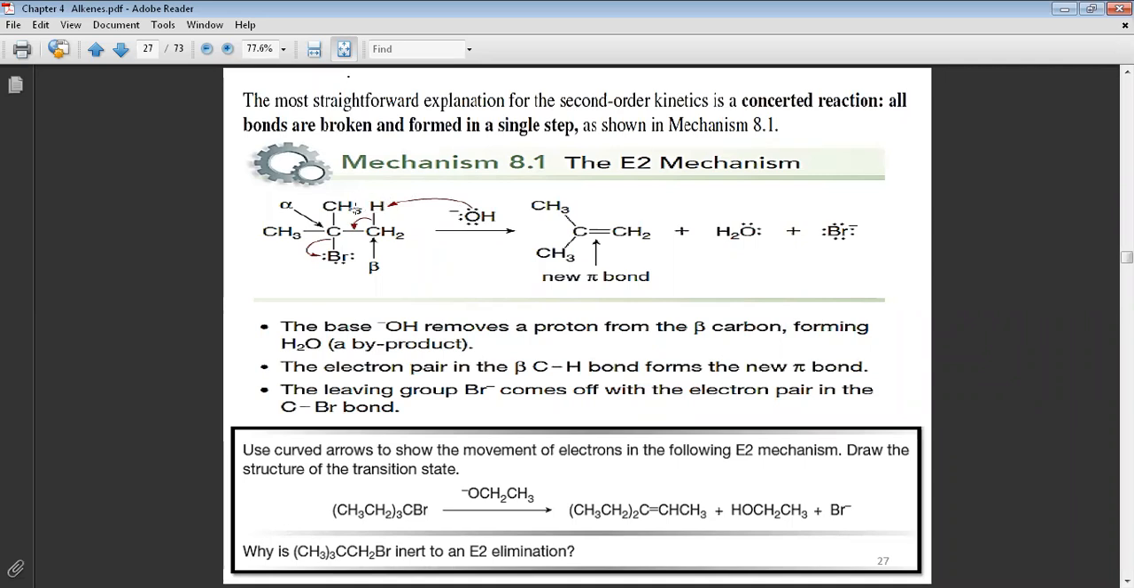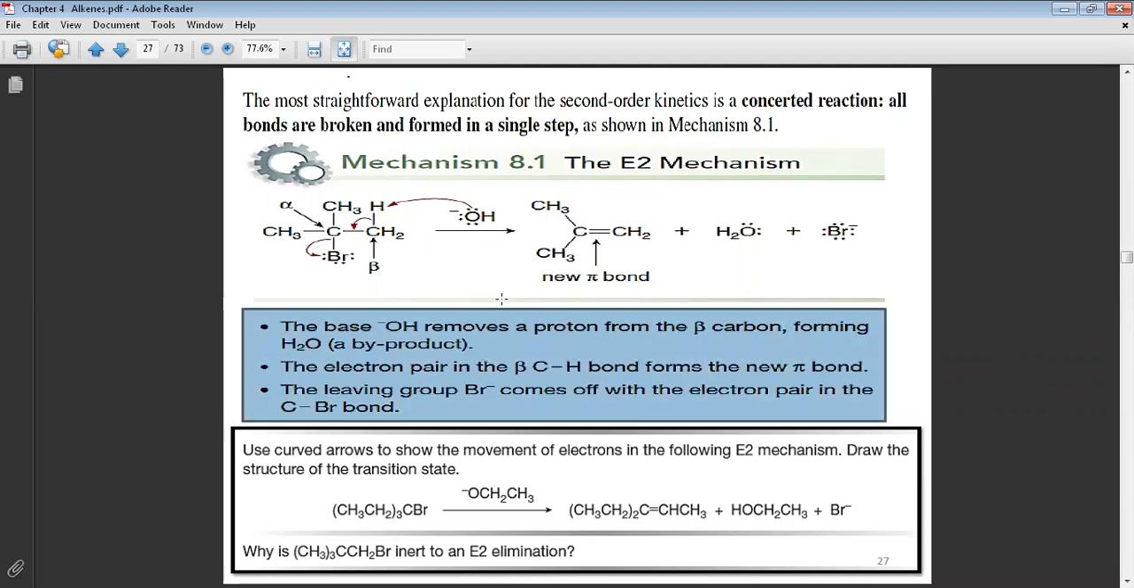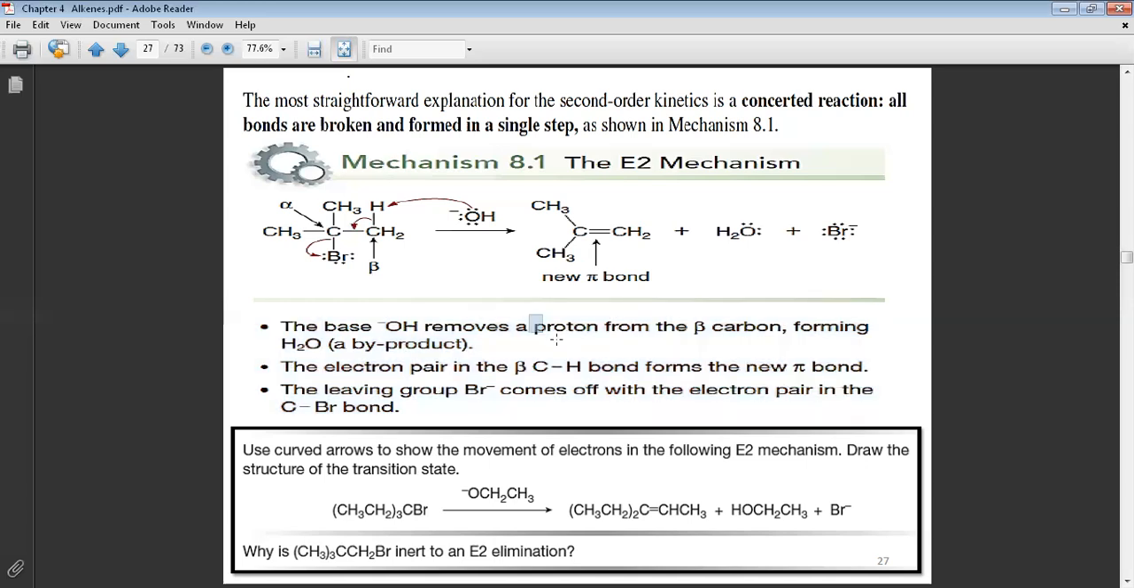From the beta carbon, next to the alpha carbon bearing the halogen, the base will remove the proton. Why do we say proton here? Why don't we say hydrogen? Because it's partially positive. That means acidic hydrogen. Acidic hydrogen means a proton. We say proton here; this proton means acidic hydrogen, a partially positive hydrogen.